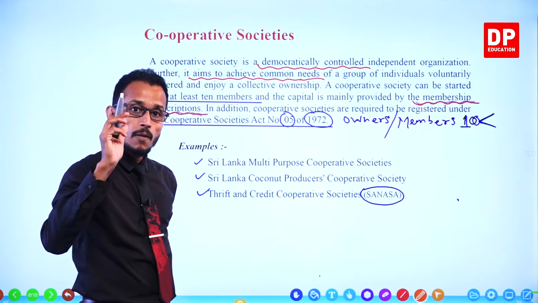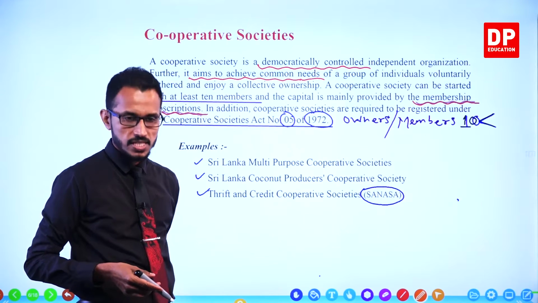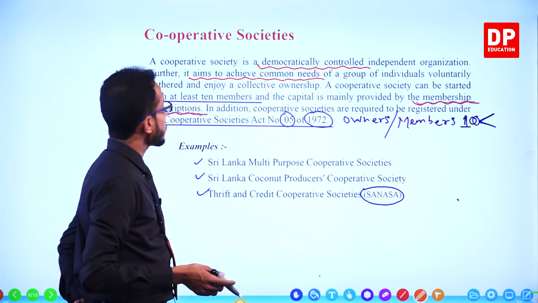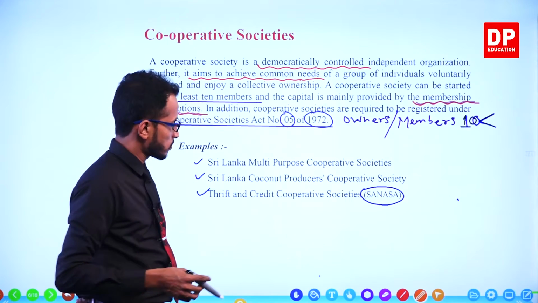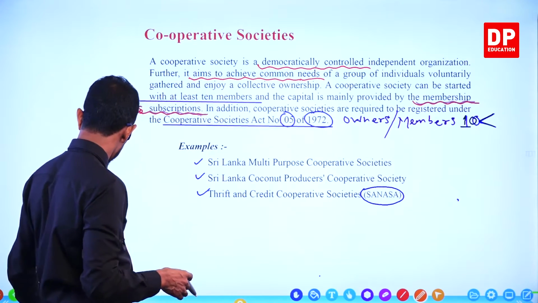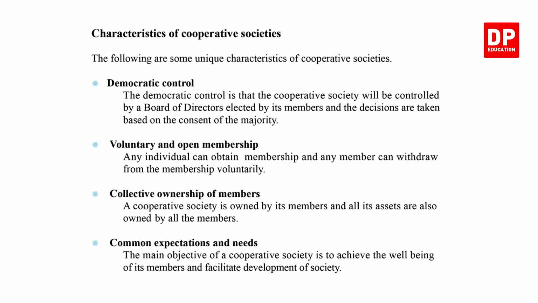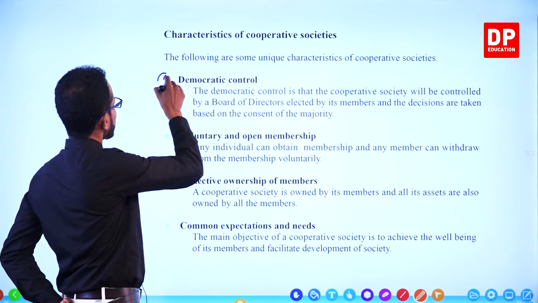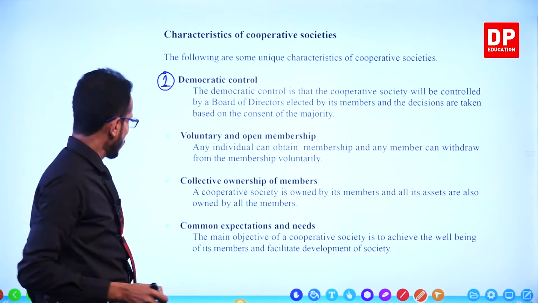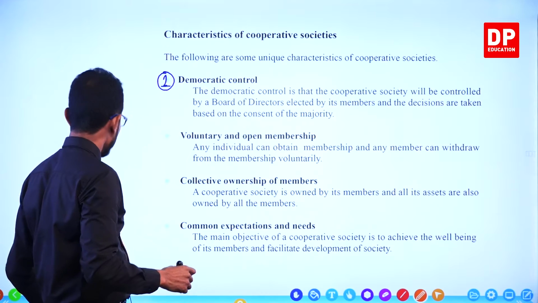Do your memorizing. Sanasa is a cooperative society. Keep in memory. Next, we will talk about characteristics of cooperative societies and advantages plus disadvantages. Democratic control, first characteristic.